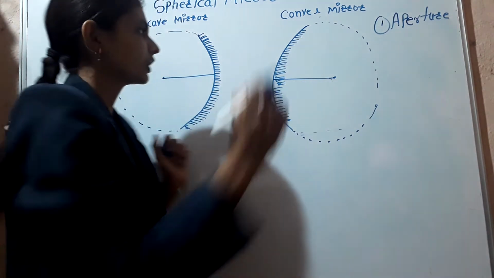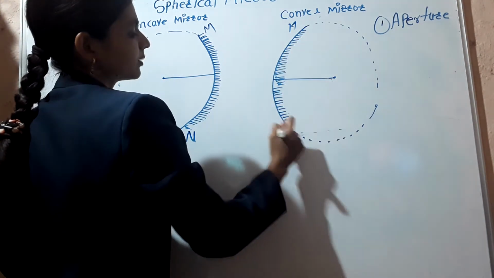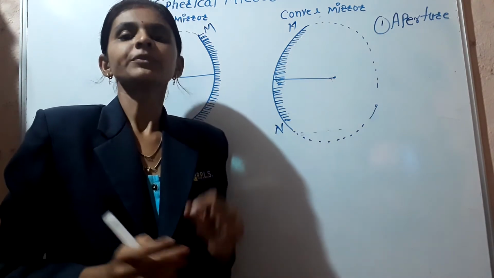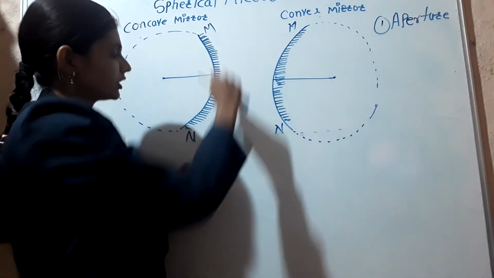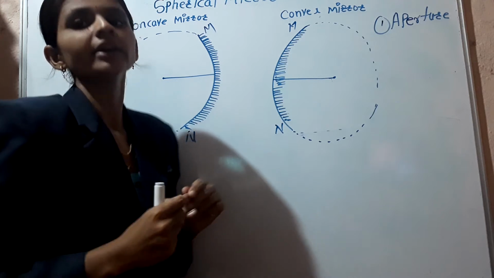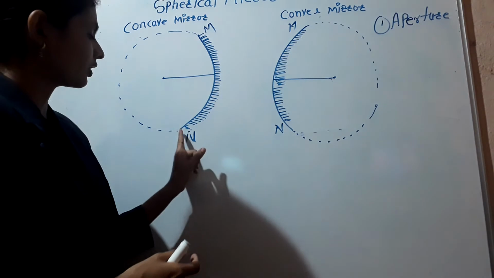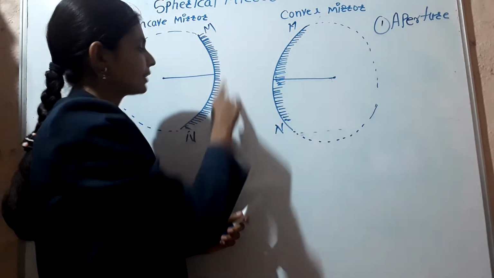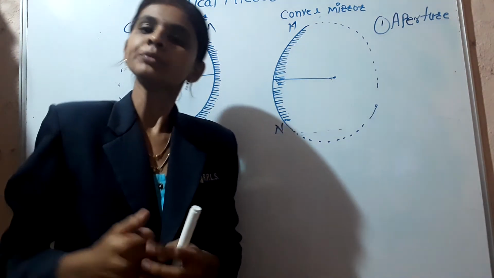place. In both the diagrams you can see the points M and N represent the aperture of the mirror. Aperture represents the total width and the total distance of the mirror from where we can take the reflections. From another surface we cannot take the reflection, but this is a part of the mirror, so that's why it is known as the aperture, from where we can take the reflection.